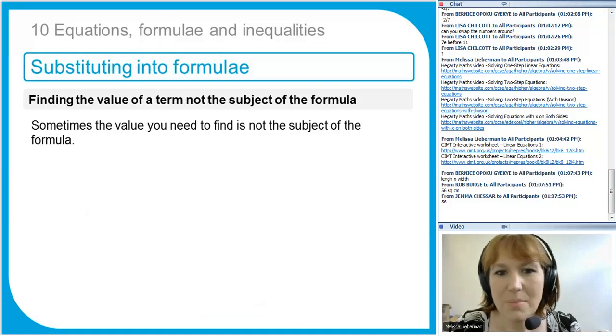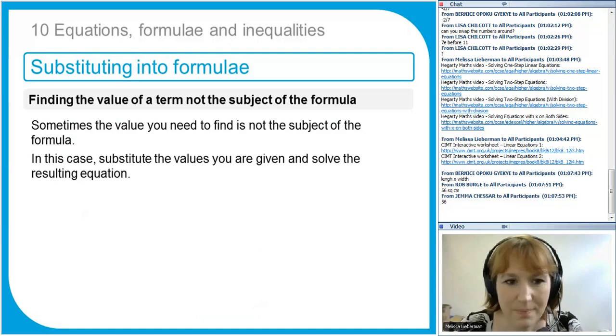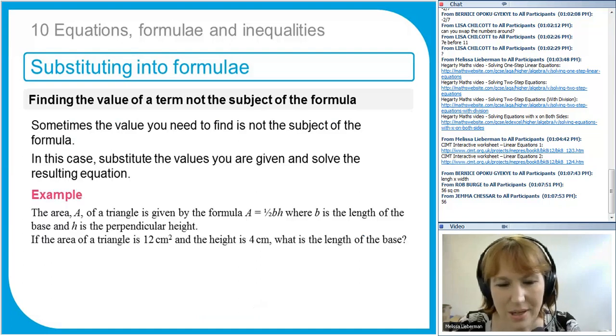Now, sometimes the value you need to find is not the subject of the formula. You can either rearrange the formula, but we're not going to worry about that because that could be complicated. But usually what will happen is you'll put in the numbers that you've been given, and then you'll just have to rearrange it after that. In other words, you're solving an equation. So you just put the numbers in that you've been given, and then you solve the resulting equation. That's usually the easiest way to do it.